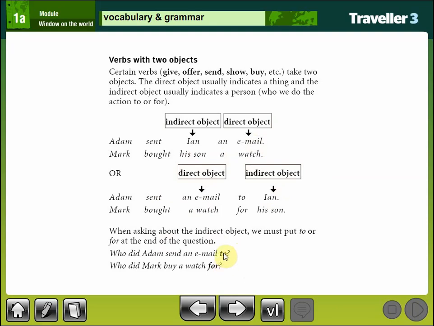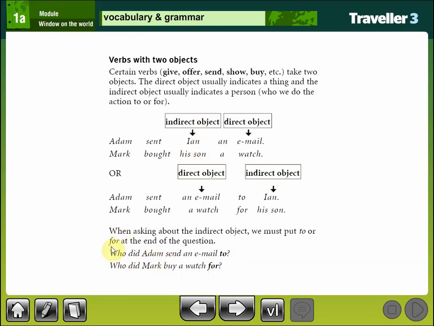So also, if you want to ask a question regarding a direct object and indirect object, mostly when asking about the indirect object, we must put to or for at the end of the question. Who did Adam send an email to? He sent it to Ian. What did Mark buy? Who did Mark buy a watch for? He bought it for his son. You can see Ian and his son are indirect objects.